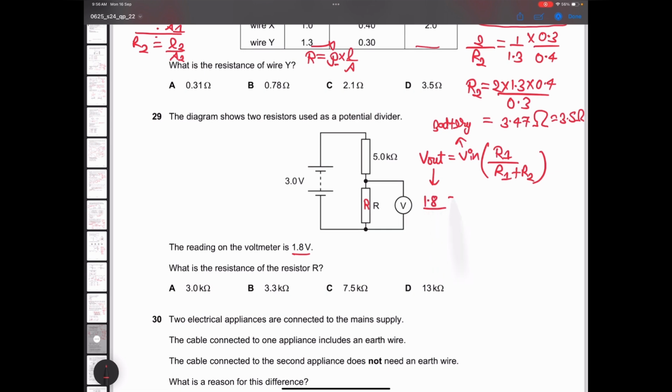So 1.8 here. Battery is providing how much? 3, I'll put 3 here, times the resistance we are trying to measure, so I'll keep it as R, over R plus what is the other resistance? 5. Now we simply have to solve this formula.